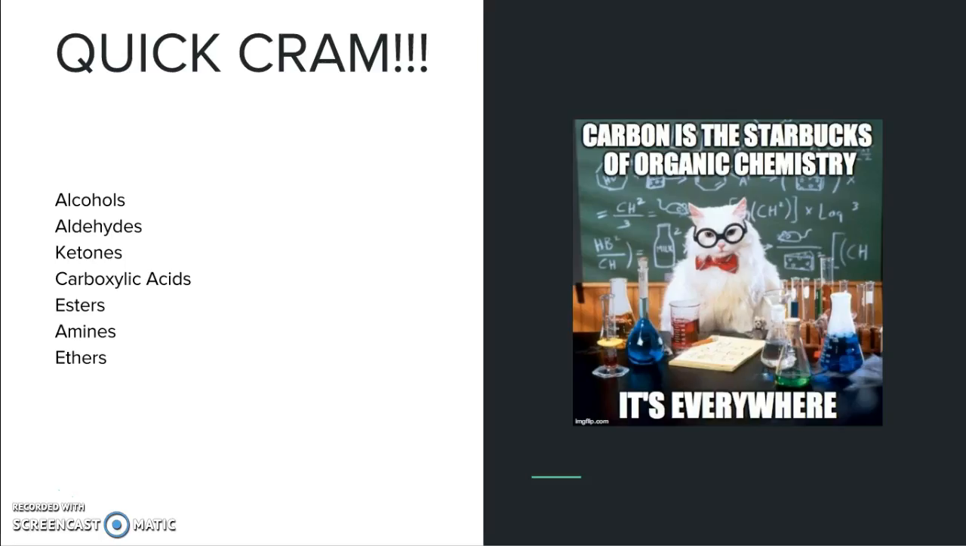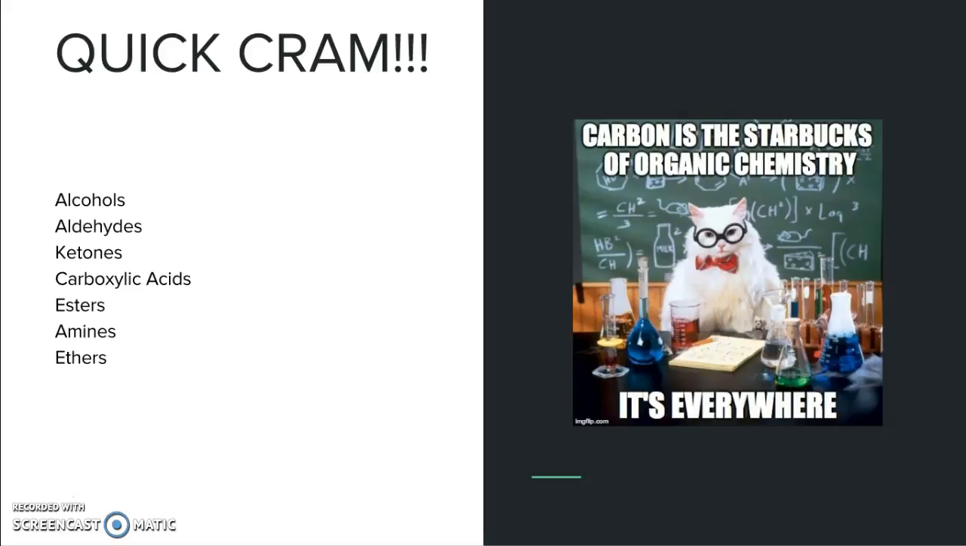So a quick cram. In this quick cram, I'll quickly go over all of them. Alcohols, the memory trick was alcohols, like OH, they have a hydroxyl group, and they're named with "ol" at the end because alcohol. And then aldehydes: aldehydes have the carbonyl group at the end, aldehydes on the outside, ketones in the middle. So they're named with the suffix al.